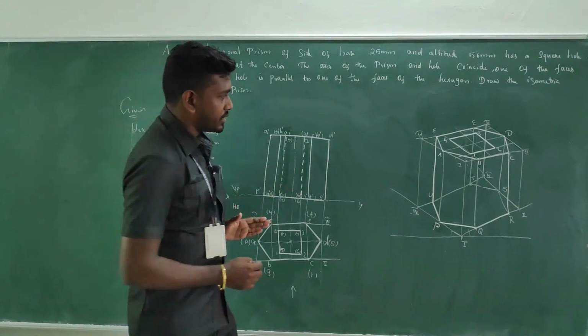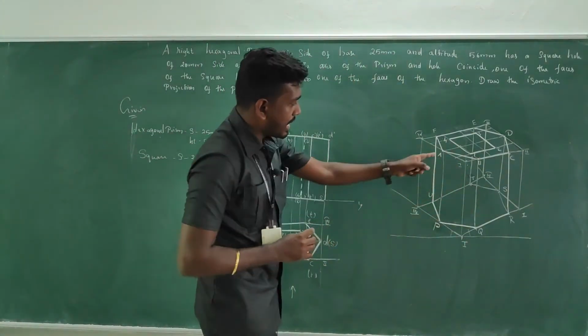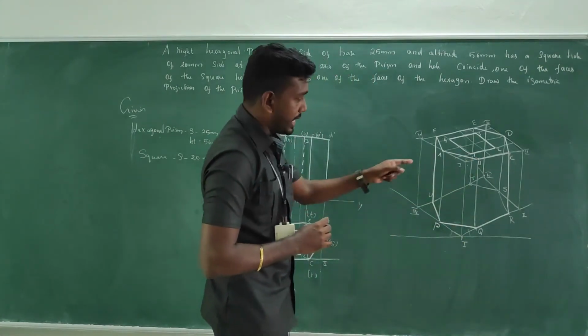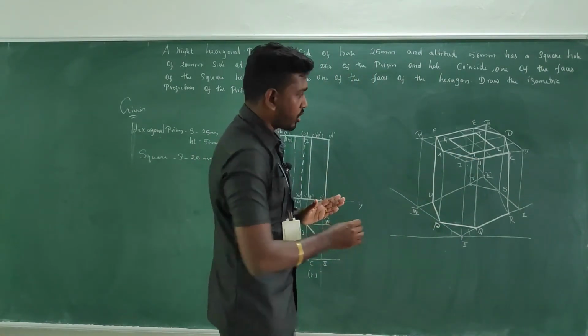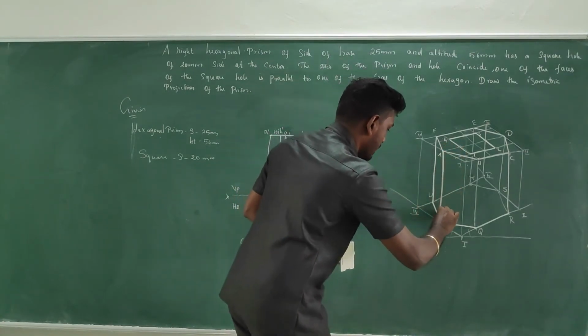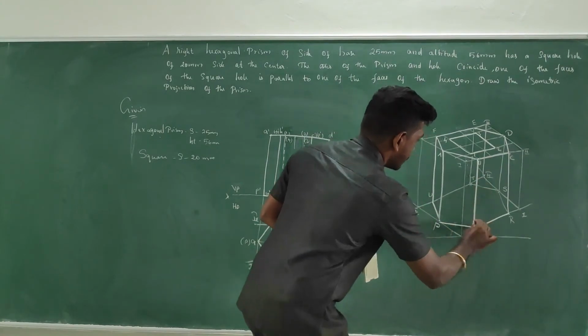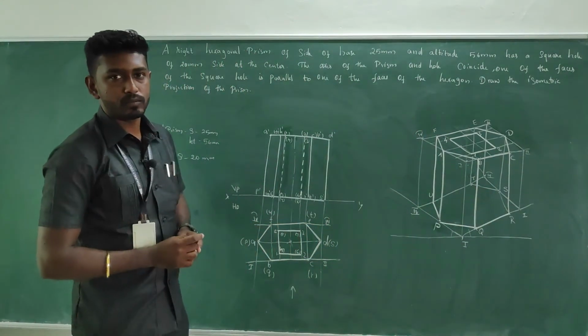Okay, afterwards between the longer edges in the front face, whatever edges are visible and present should be dark. That means A to P is a dark one, B to Q is a dark one.